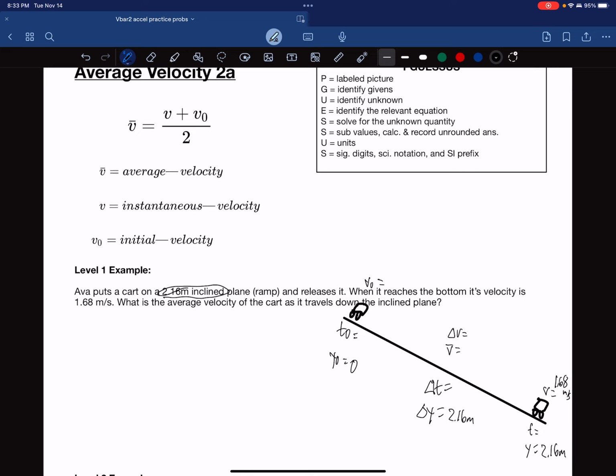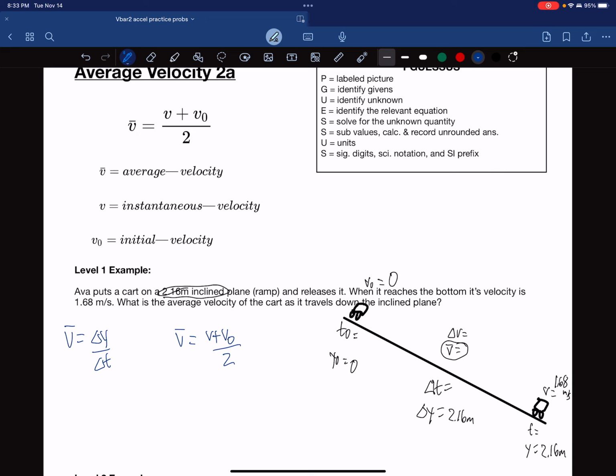Well, okay, so we're looking for the average velocity. Now, at the beginning, she puts it on the car and releases it, so that means the initial velocity is 0. And we're looking for the average velocity. So our two possibilities for our formulas: we have V bar is delta y over delta t, and we have V bar is (V plus V0) over 2.